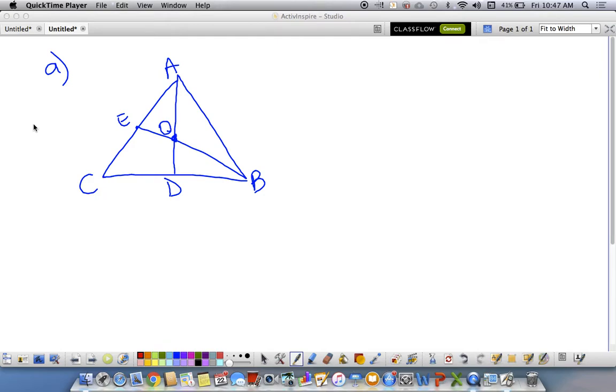What did we say yesterday about the median and the centroid? What are we going to do with that line right there? Cut it into thirds. So the centroid down to the side is at 1/3, and then from the vertex to the centroid is the 2/3.